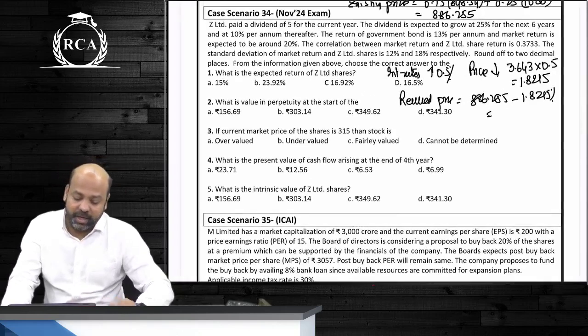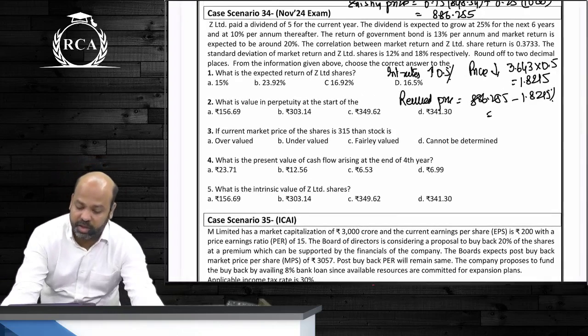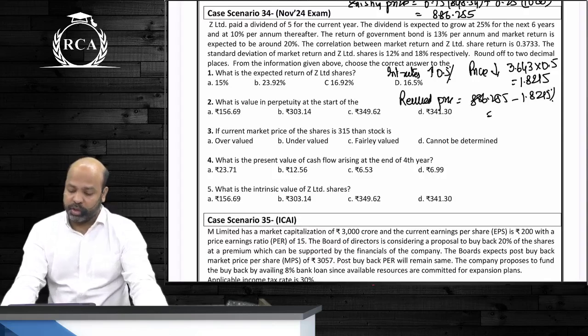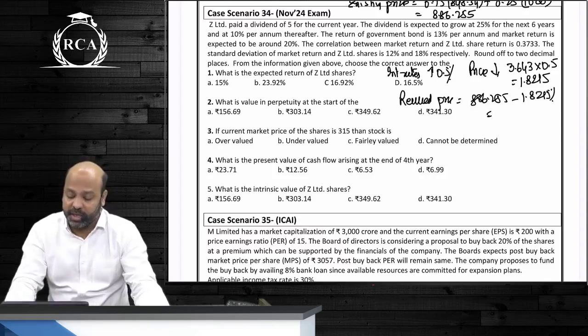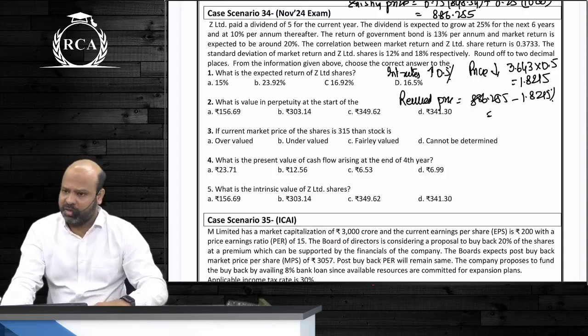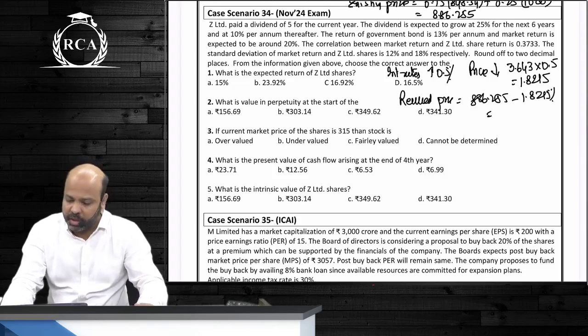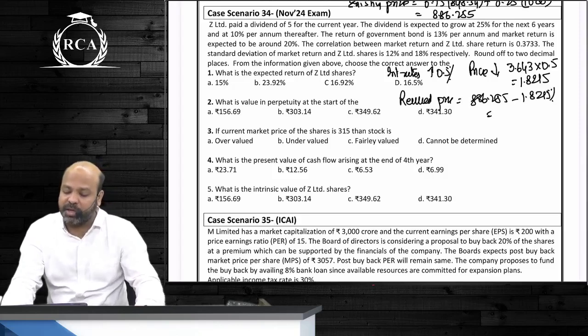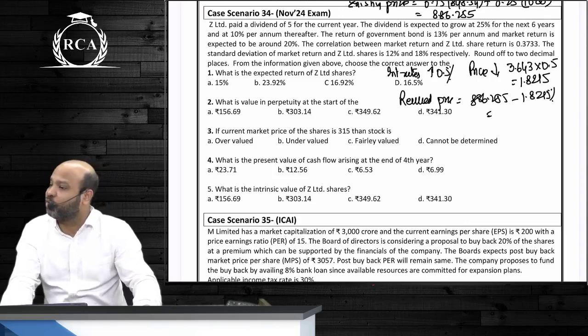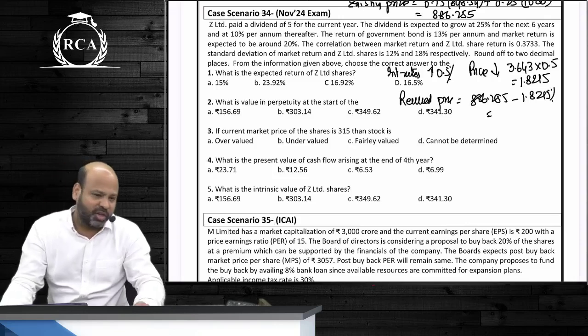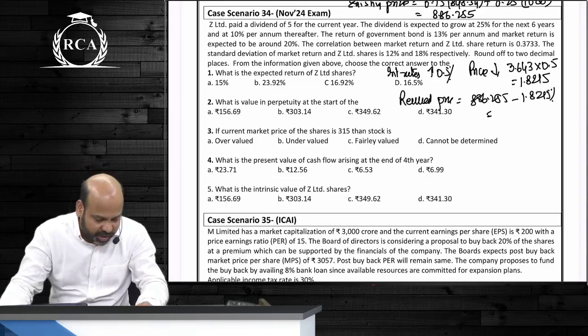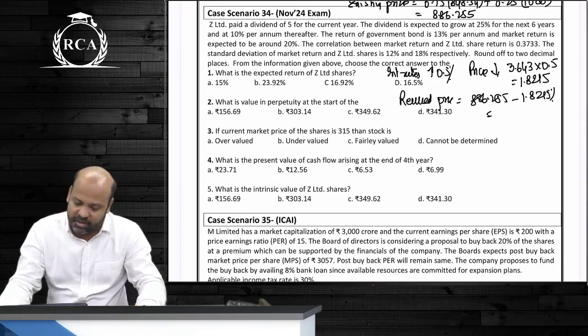Next, guys, Z Limited paid a dividend of 5 rupees for the current year. The dividend is expected to grow at the rate of 25% for the next 6 years and 10% per annum thereafter. Variable growth rate. You have to first take dividends for the first 6 years and then compute price at the end of 6th year. Return of government bond is 13%, market return is 20%. Correlation with market return is 0.3733. Instead of giving you beta factor directly, they've given us correlation coefficient and standard deviation of market and stock. Round off to 2 decimal points.